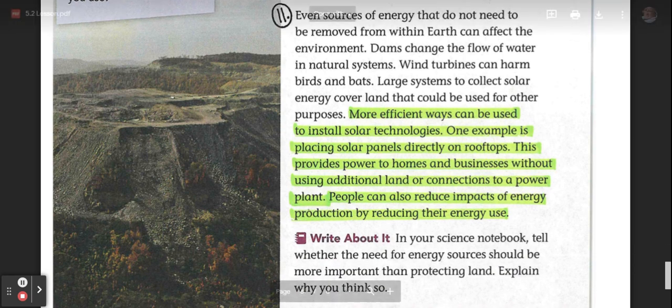And then in this paragraph, it talks about the more efficient ways that can be used is to install solar technology. Okay, placing solar panels on your rooftop, providing power to homes and businesses without additional land or connections to a power plant that will pollute. And so that's kind of what this lesson is telling us about. So the impacts of our energy usage, we have to think about it. And just like with our water usage, making sure that we don't pollute and tear up our land and pollute our water and all of that.